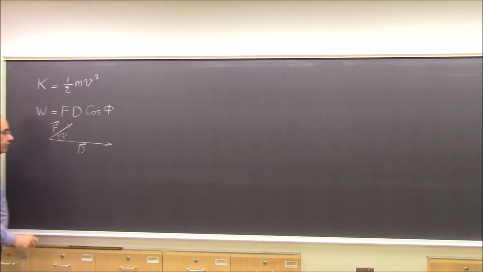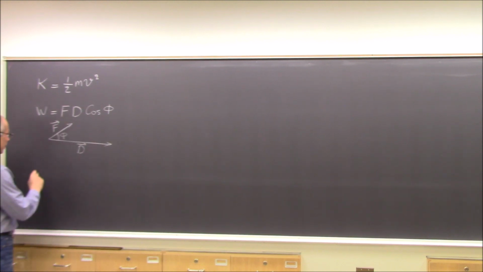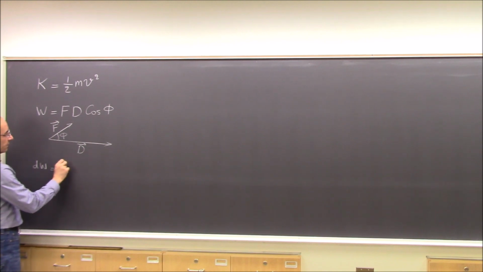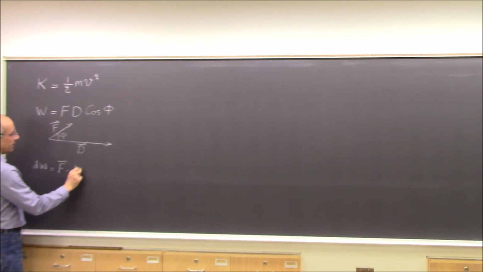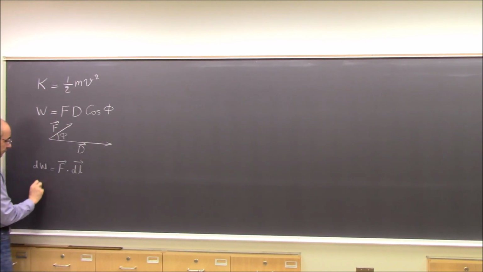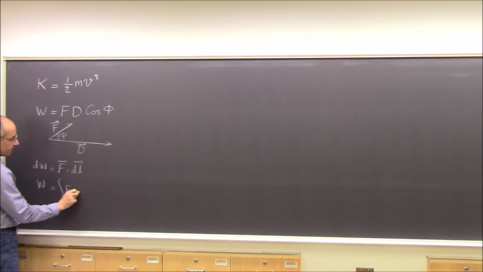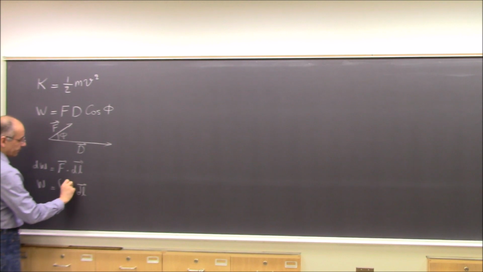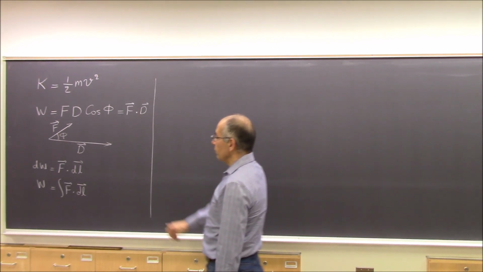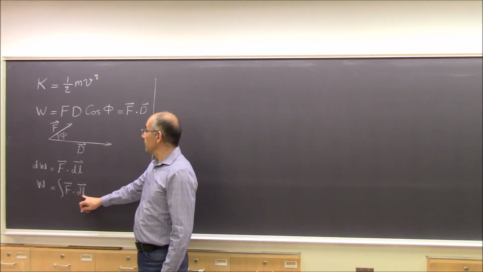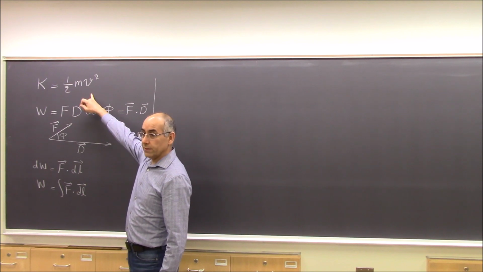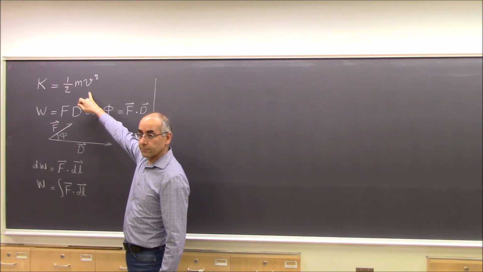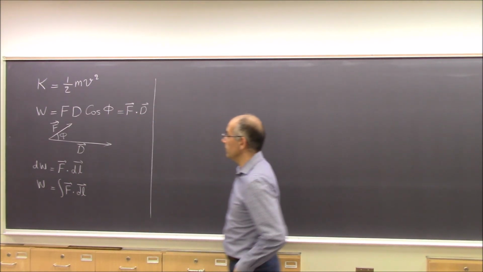And we said that if the force is different, if it changes direction or magnitude, then dW is F dot dl, and the total work is the integral of F dot dl. It's adding all the pieces together. And the unit of work is also Newton meters, and Newton meters turns out to be the same as joules, right? And so they have the same units.